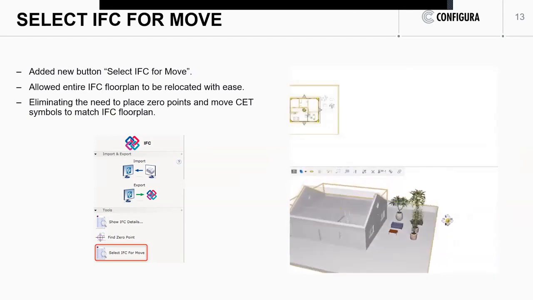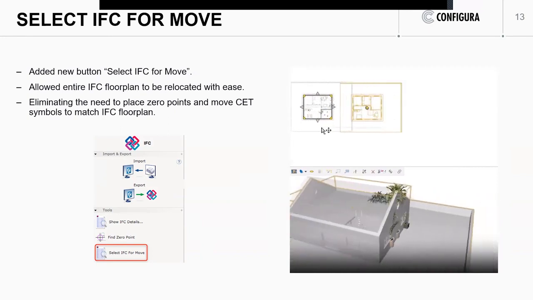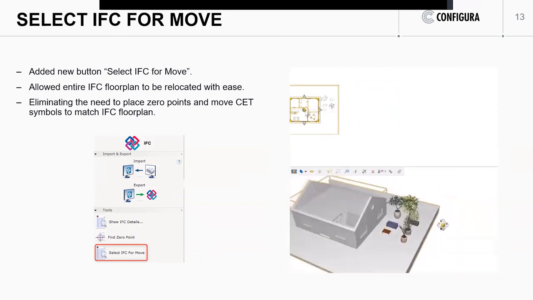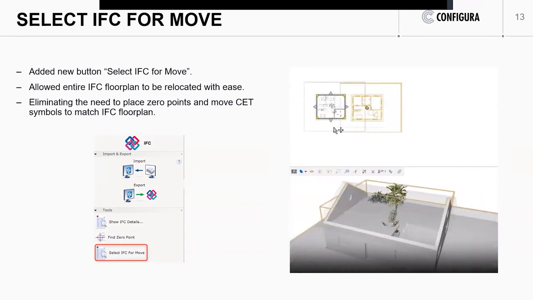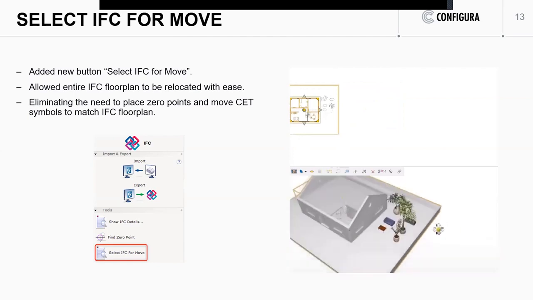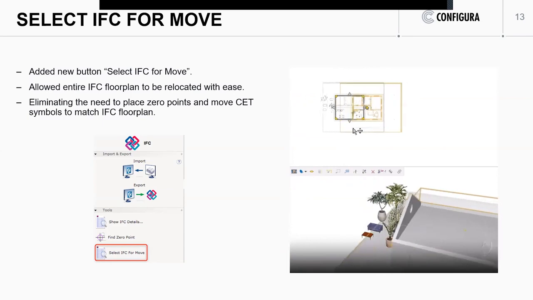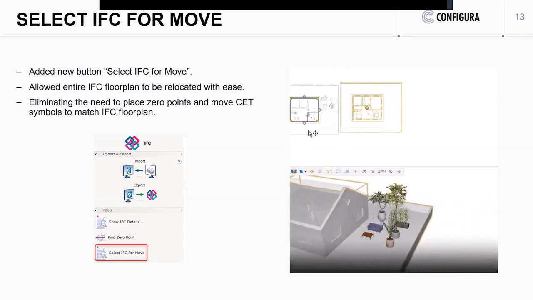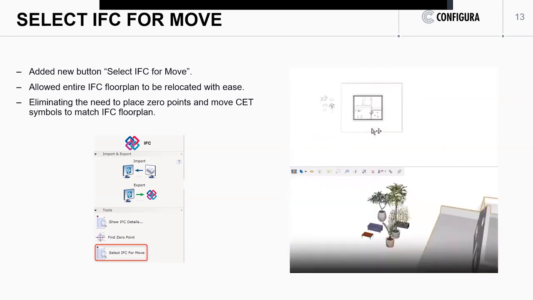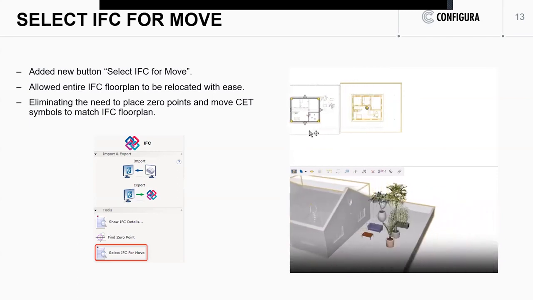In the IFC interface extension toolbox, there's now a new button called Select IFC for Move, which can be clicked on to move the imported IFC objects. The animation on the right shows a quick demonstration where the entire IFC floor plan was moved to match the CET snappers. So using the new Select IFC for Move feature, the entire floor plan can be moved conveniently to match the other objects on the drawing.